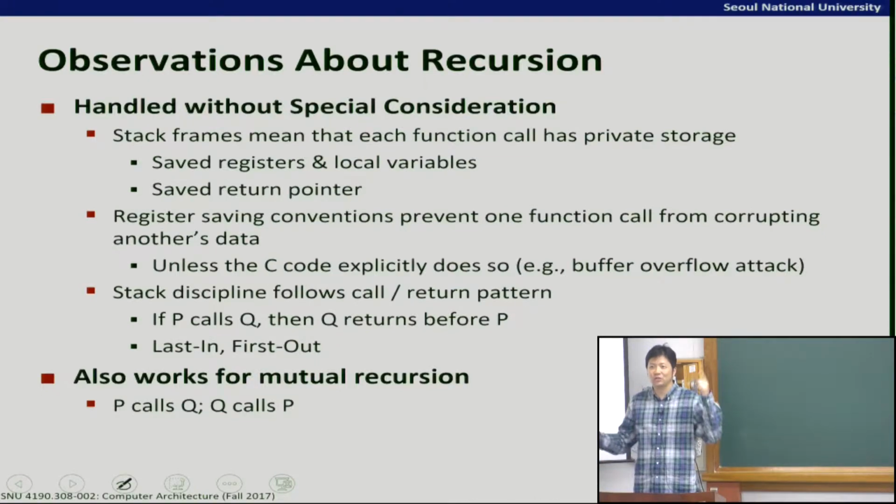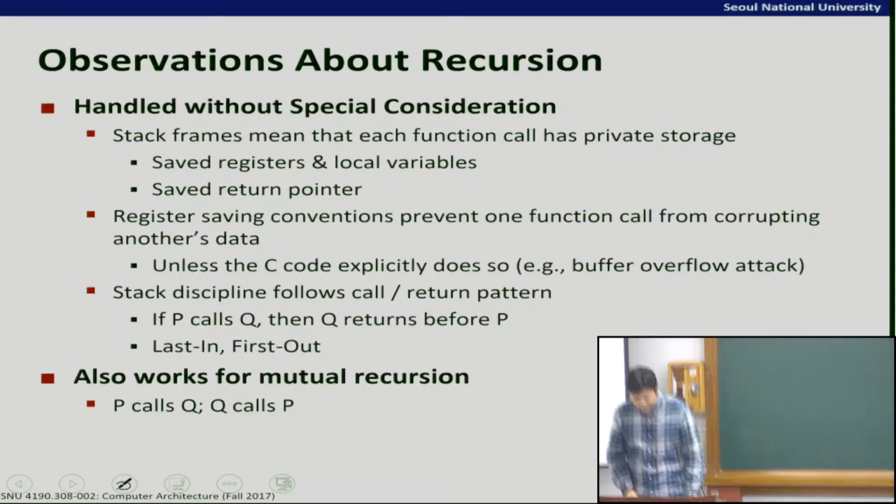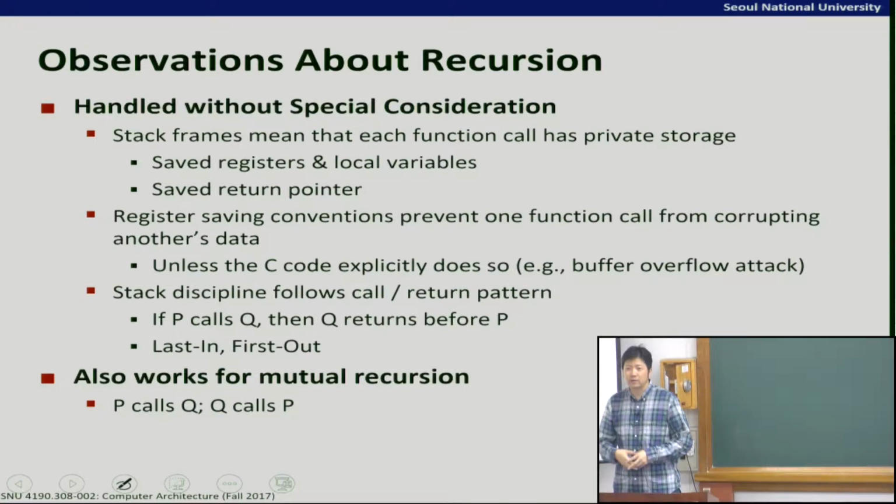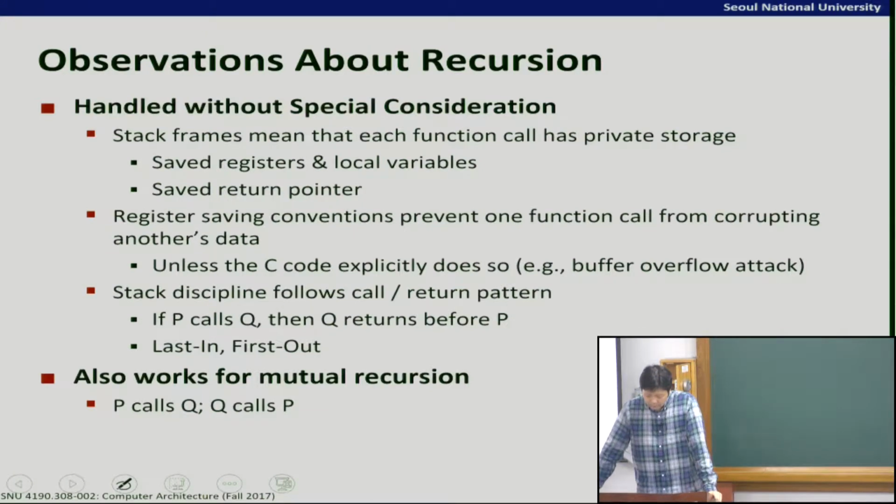Right? Instead of having just a single version of a function, maybe you can actually have multiple functions involved in this chain of function calls. And it also works for mutual recursion. Especially if you see an Android or iPhone system software stack, there is a lot of mutual recursion. One function calls another, and they actually call each other. This is not uncommon.